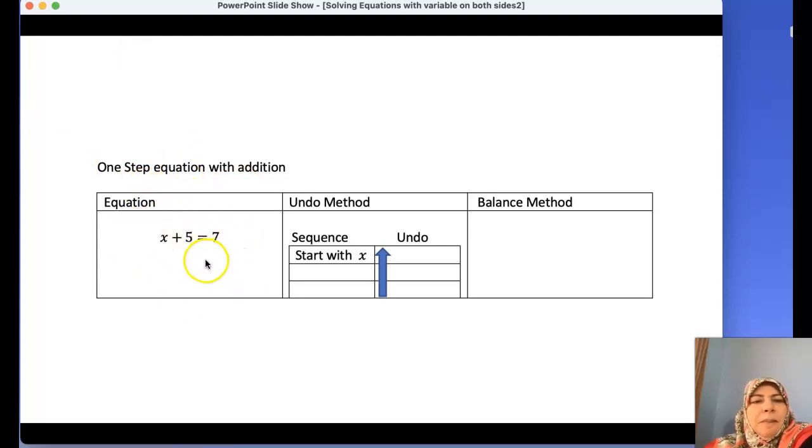We used to solve the equation. Here is the equation. You used to make a table. This is the sequence: you start with x, you add 5, the answer is 7, and you go backward. So it's pretty much what you do, the undo. We use it for the balance. So I really want you to copy the balance because I'm moving on to solving multi-step equations.